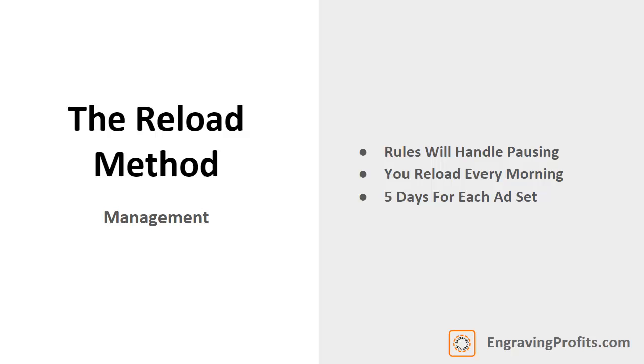For the reload method for management, your rules are going to handle the pausing. You reload every morning. So there's basically 5 days for each ad set. If you give it 5 days and it's not working on a reload, then just don't go with that interest anymore. Just switch, like add a completely new ad set at like $50 a day on auto bid and just reload that one for 5 days, okay? Because sometimes it'll take a while for it to catch on.